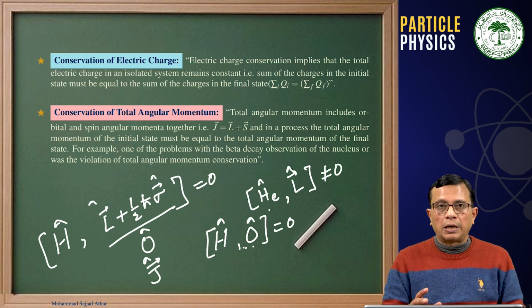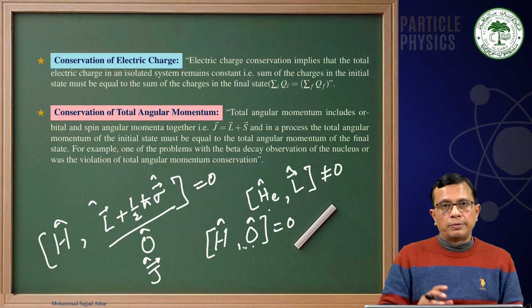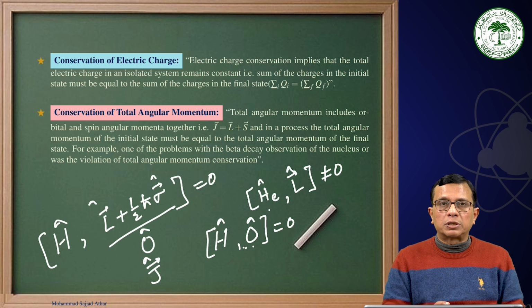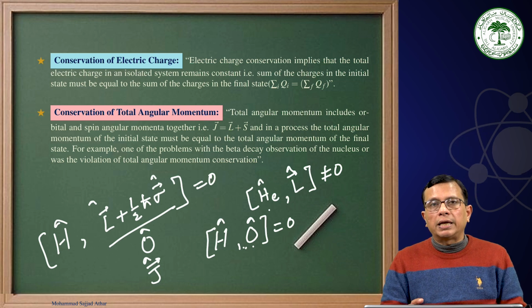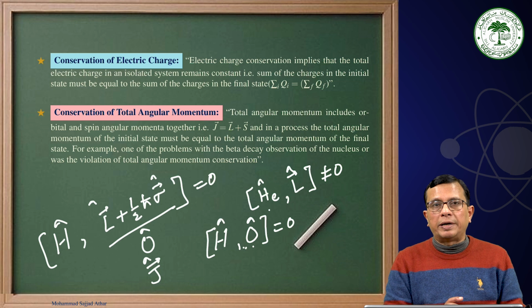And this was used to understand the Stern-Gerlach experiment. It is used if, suppose, the orbital angular momentum is 0 and there is a finite spin angular momentum of the particle, or the spin angular momentum is 0, then you have the total angular momentum as the orbital angular momentum of the particle.